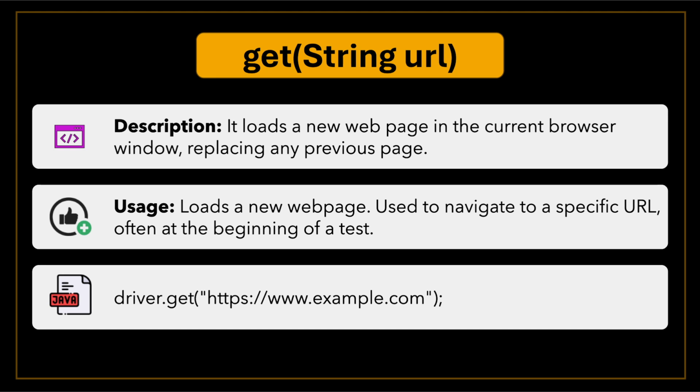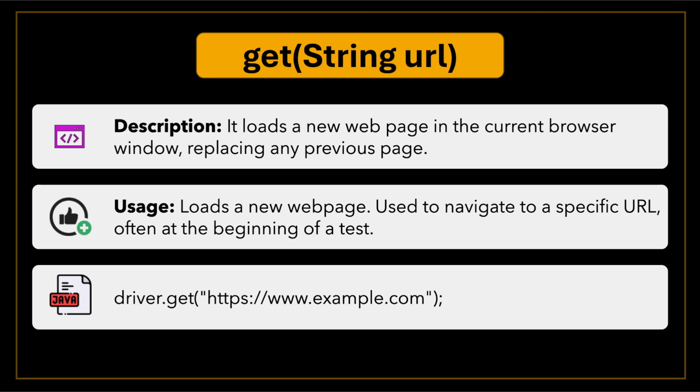First is the get method. In the previous tutorial, you have seen me using this method many times. It is used to navigate WebDriver to a specific URL. The way it behaves is, it loads a new page in the current browser window, and if you already have something open, it will replace that page with the new URL that was provided. This is one of the most important methods in WebDriver, as it's essential for opening a web page at the start of your test. You will always need to use this method because only after the page is loaded can you interact with its elements.